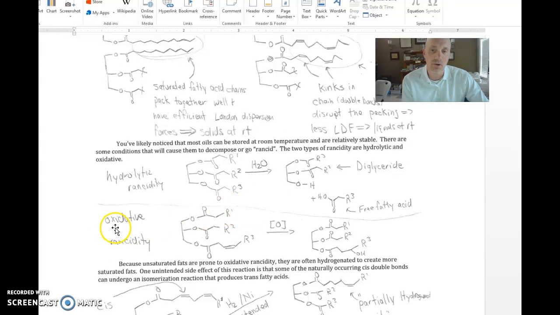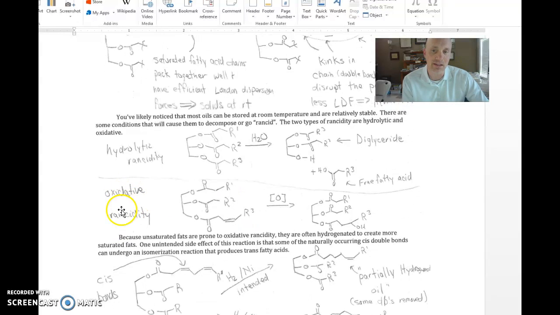So another type of rancidity is oxidative rancidity. Oxidative rancidity always involves oxygen being added to the double bond of one of the fatty acid chains. You're not responsible for knowing the exact mechanism of this, but some form of oxygen, could be oxygen in the air, could be water, is going to react with this double bond to introduce some type of oxygen.